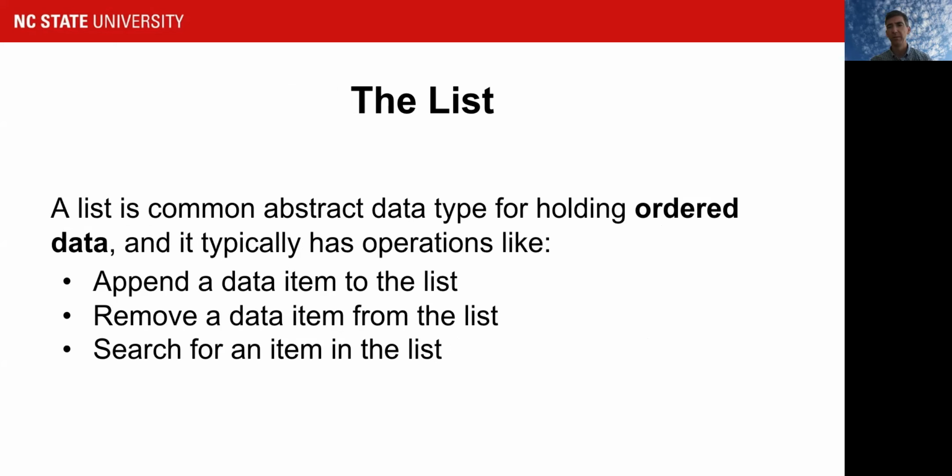Okay, so probably the most basic data structure other than an array is a list. And a list is a common abstract data type for holding ordered data. And let me just comment about ordered here. When I say ordered, it can be any kind of order. It's not necessarily like a sorted order, like alphabetical order or numerical order from smallest to largest. It could be that, but it doesn't have to be that. It just is some ordering that matters, and we want to preserve that ordering that matters.